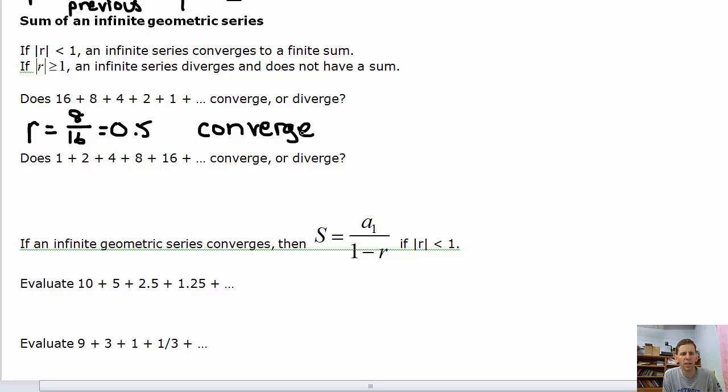On the other hand, here's what appears to be the same group of numbers, but notice the numbers we're adding are getting bigger and bigger and bigger. In this problem, when we divide a number by its previous term, like 2 divided by 1, we get 2. In fact, any one of these, if you divide by its previous term, will give you 2. This number is larger than 1. We say this series would diverge.